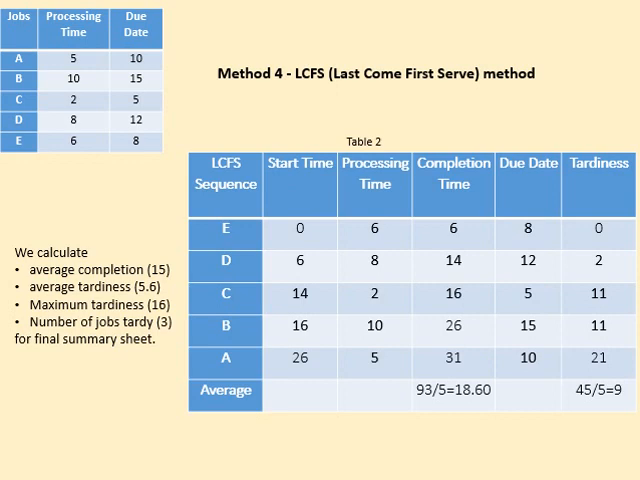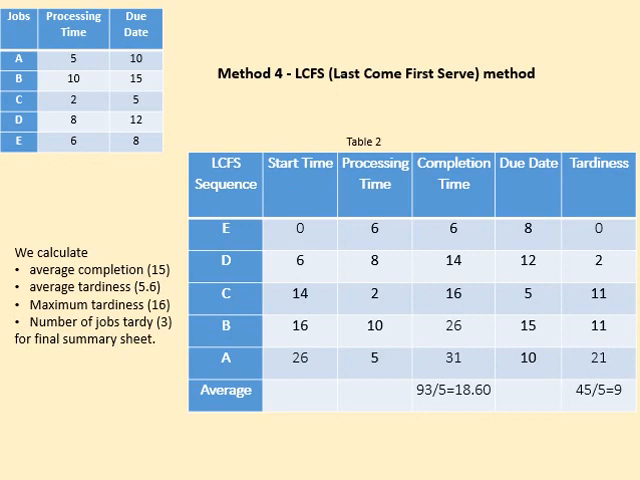The second job assigned is job D, which starts at 6th day, takes 8 days to process, and finishes on the 14th day. Since due date is 12th day, the tardiness is 2 days. Similarly, the next job C starts on the 14th day, when job D is finished, takes 2 days to process and finishes on 16th day. Since the due date is 5th day, the tardiness is 11 days.